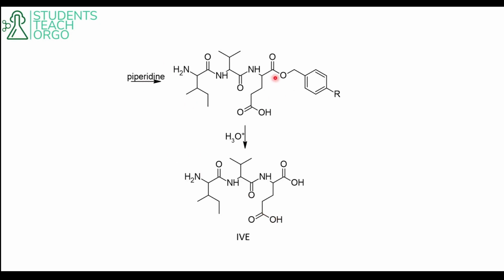And again, this is with the piperidine, you're just taking the FMOC off, and then you react with acid at the end, and that will take the synthesized peptide off of the polymer. So that will hydrolyze this ester right here. And then that gives you the final polypeptide, which is isoleucine, this part here, valine, this part here, and glutamic acid, this part here.